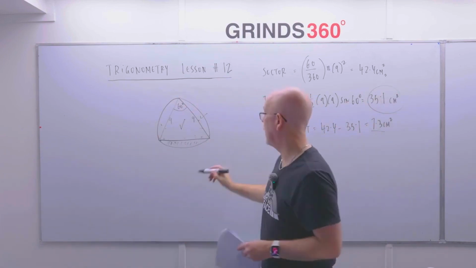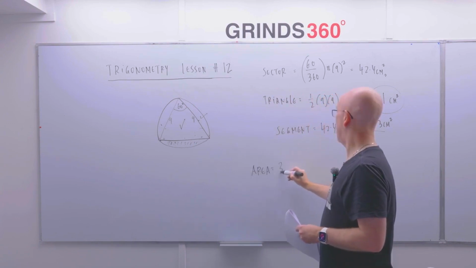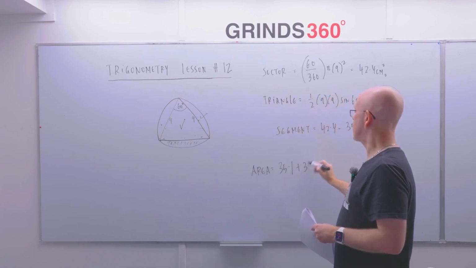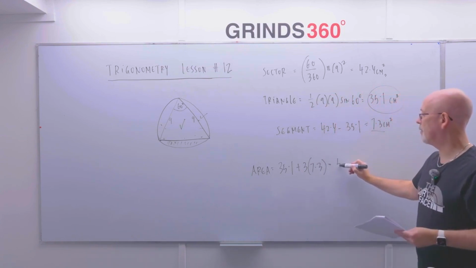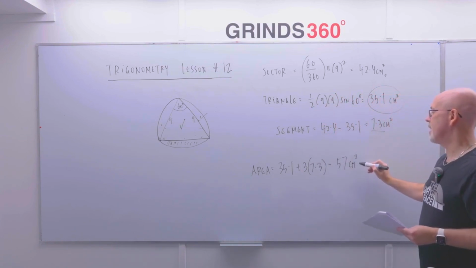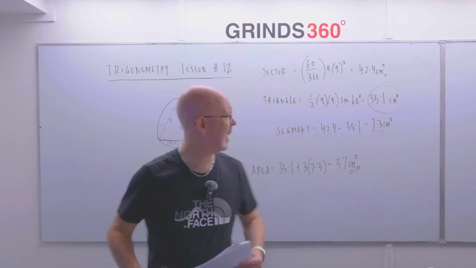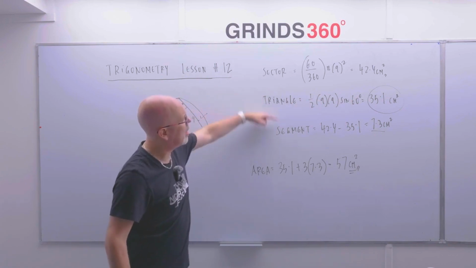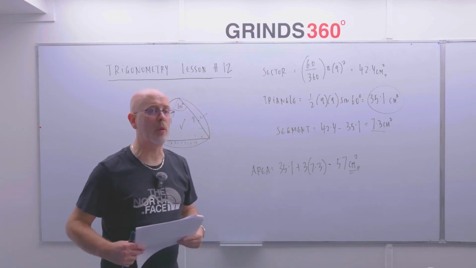So the area is easy to find now. The total area is going to be 35.1 plus 3 of the segments, 3 times 7.3, and that comes out at 57 even. So it's 57 centimetres squared. Remember, include your units there, and because it's area, it's centimetres squared. But that little calculation, how you find the area of a segment, is important. You'll see that in quite a few real-world problems.